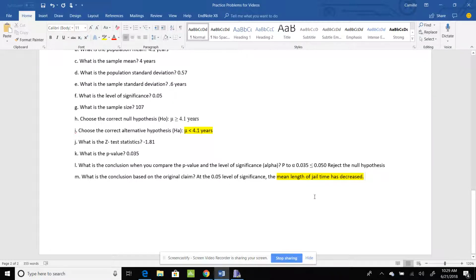And that's all I need to say. That's it. So now we know, based on that sample, the length of jail time is decreased. Again, it's just for that sample. If I have enough samples, I could take various samples and keep running this and find out if that's a trend that's going on. But for this one sample, I can say that it has decreased.